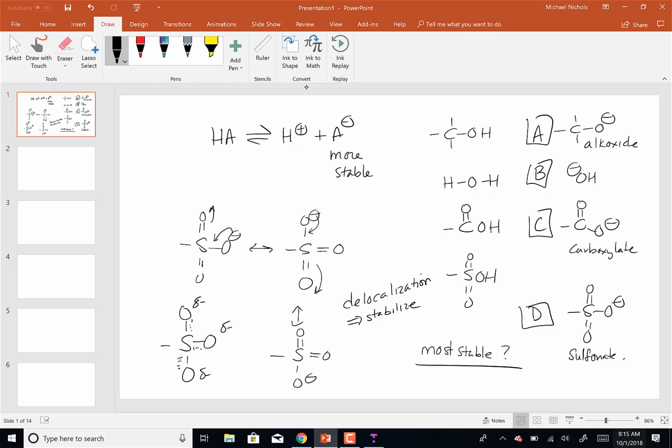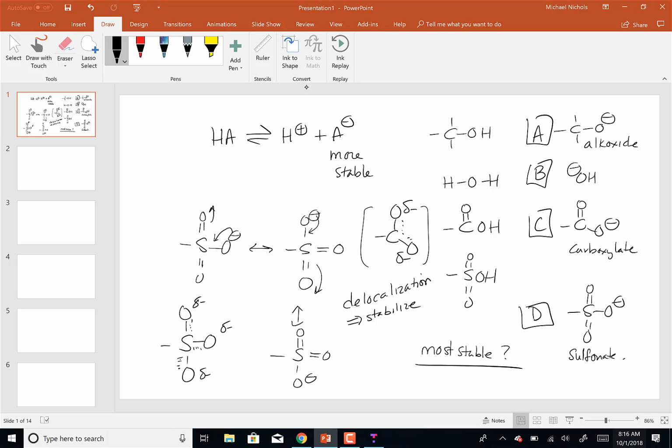Can I do that for any more of these structures? Can I use resonance to stabilize any more of these conjugate bases? Which one? You were nodding your head. So the carboxylate, I can do the same thing, right? For the carboxylate, I could make it COO, partial double bond, partial negative, partial negative. So for the carboxylate, I can do the same thing, just one less time.